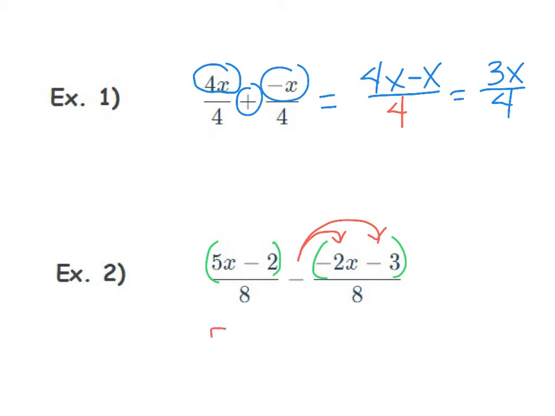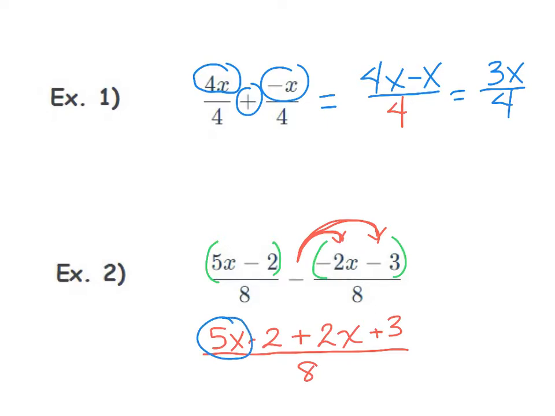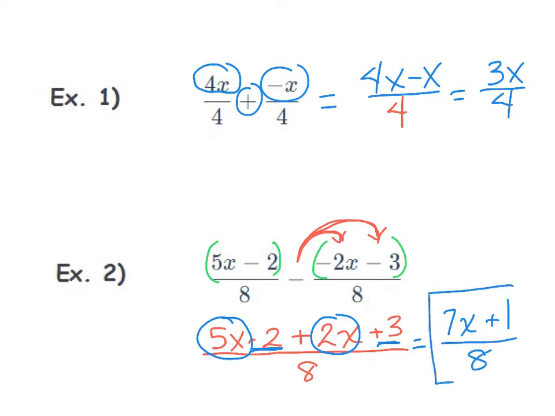So I'm going to have 5x minus 2 minus here a negative 2x, which will give me a positive 2x, minus a negative 3, which gives me a positive 3, all over that denominator of 8. Let's combine like terms. I have a 5x and a 2x that will give me 7x. I have a negative 2 and a positive 3 that will give me plus 1 all over 8. And there's my answer.